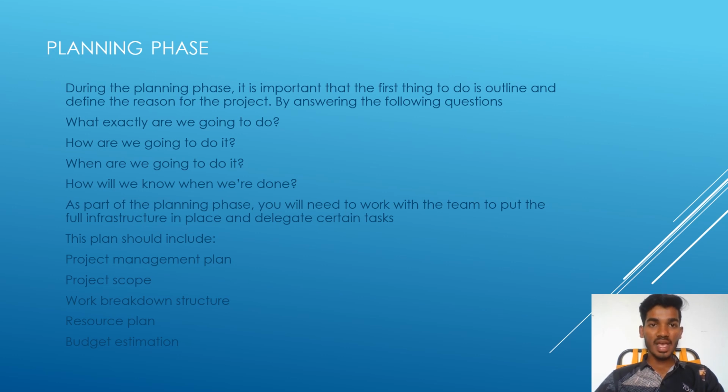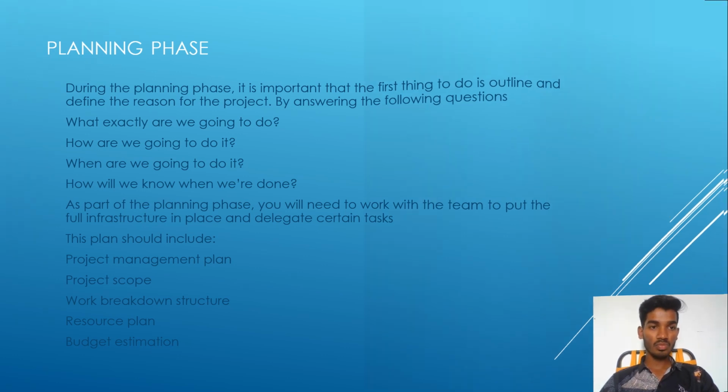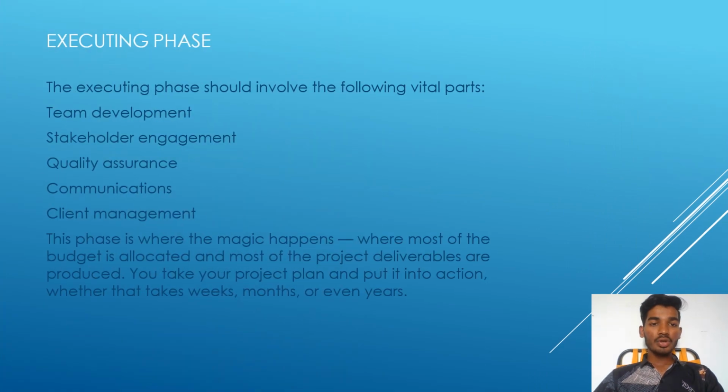The next phase is the execution phase. The executing phase should involve the following vital parts: team development, stakeholder engagement, quality assurance, communications, client management. This phase is where the magic happens. Most of the budget is allocated and most of the project deliverables are produced. You take your project plan and put it into action, whether that takes weeks, months, or even years.